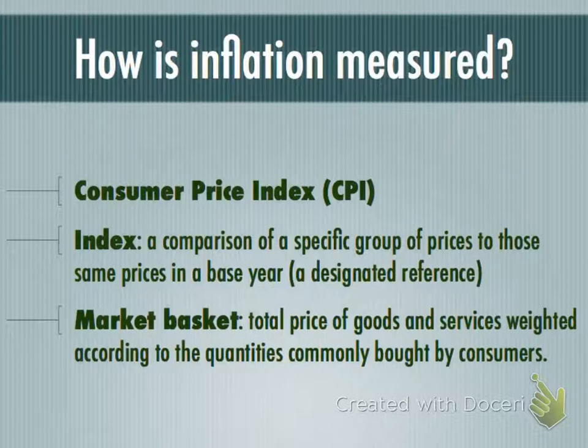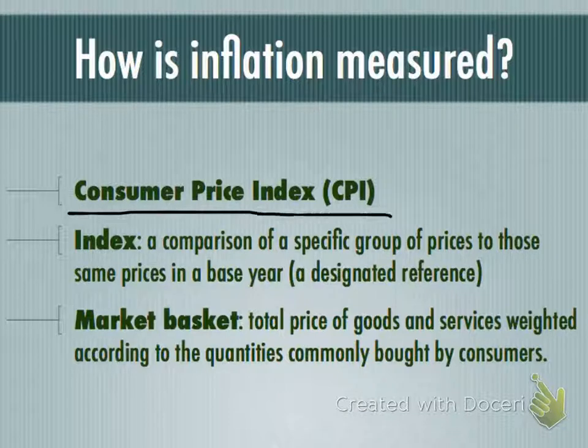The way we measure this is with something called the Consumer Price Index. And an index is a comparison of a specific group of prices to those same prices in a base year, a designated reference. So when you hear that something is indexed, like Social Security is indexed, it means that it is adjusted for inflation every year to account for the loss in purchasing power that those dollars have.